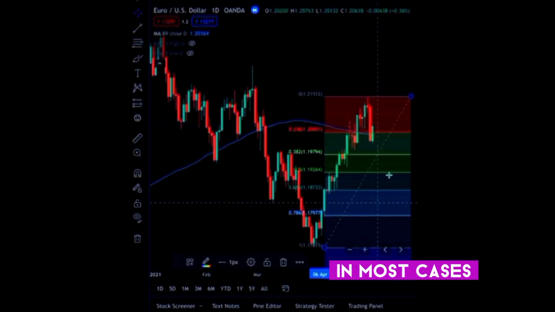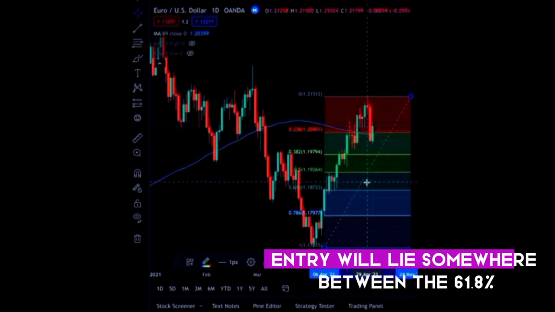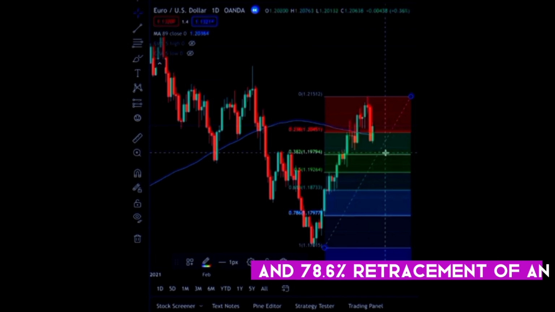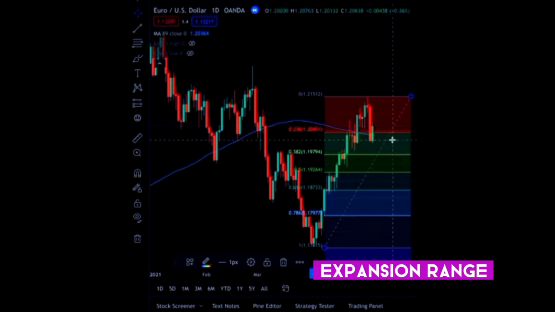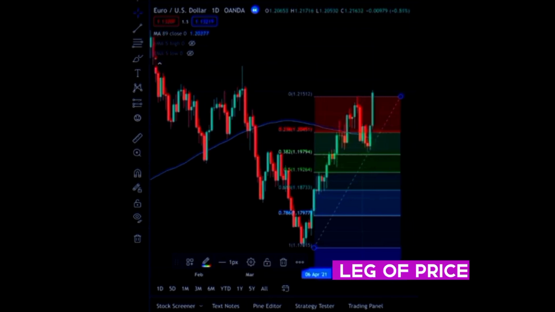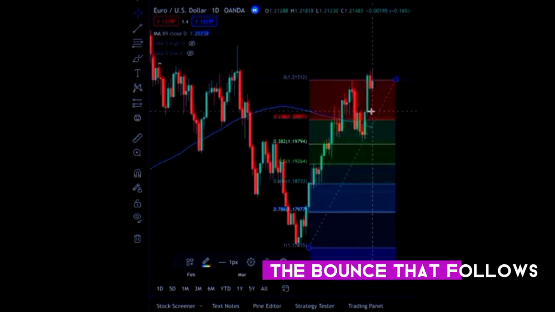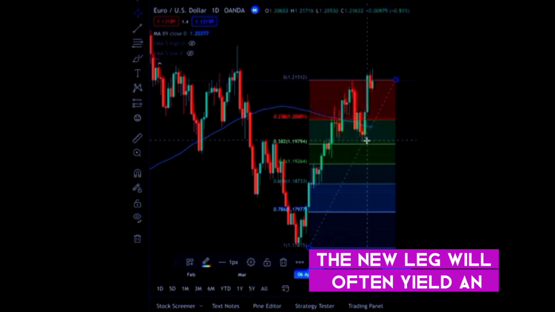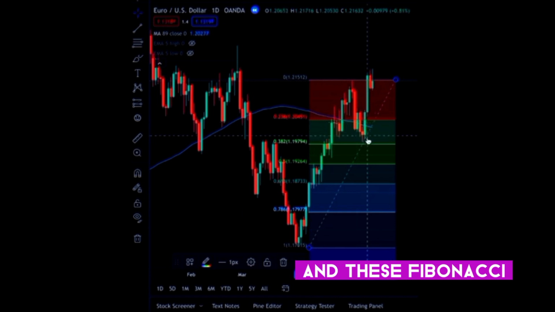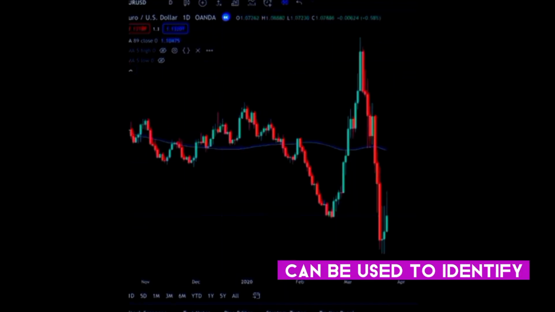In most cases, an optimal trade entry will lie somewhere between the 61.8% and 78.6% retracement of an expansion range. After a market structure shift occurs and a new leg of price action is formed, the bounce that follows the new leg will often yield an opportunity to take a position in the direction of the new leg, and these Fibonacci retracement levels can be used to identify where that position should be taken.